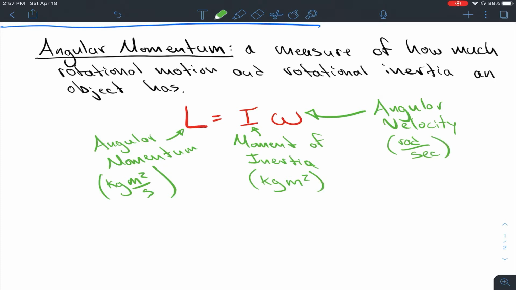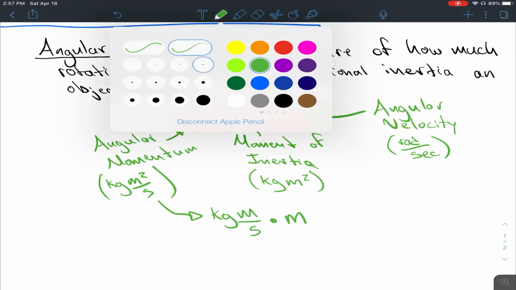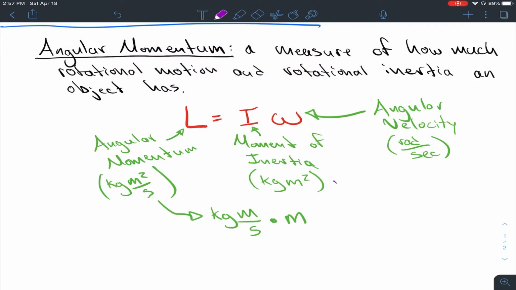So if we combine these things together, we get kilograms meters squared per second, because remember, radian isn't really a unit. It's kind of a placeholder that we just use to describe some circular motion. If we break this kilogram meters squared per second down a little bit and pull out one of the meters, you get kilograms meters per second, so our normal momentum, times another meter. And this other meter is actually our radius, from the moment of inertia, that radius we had built in.